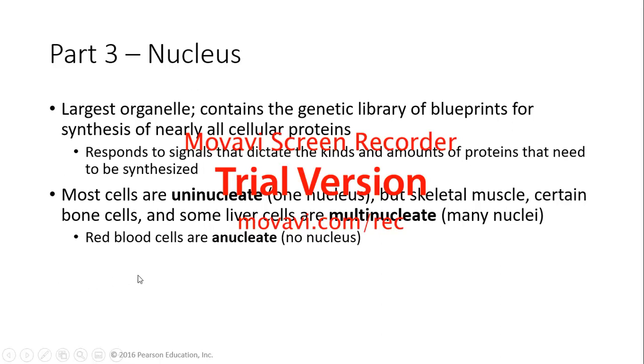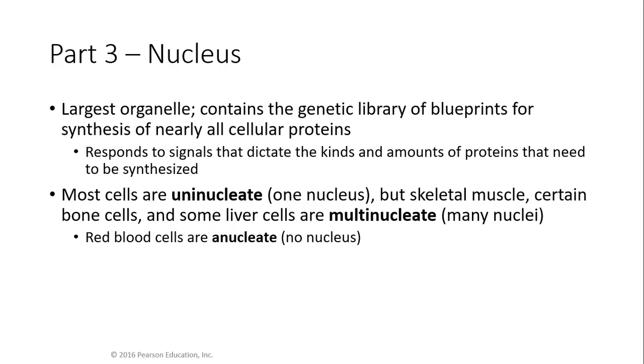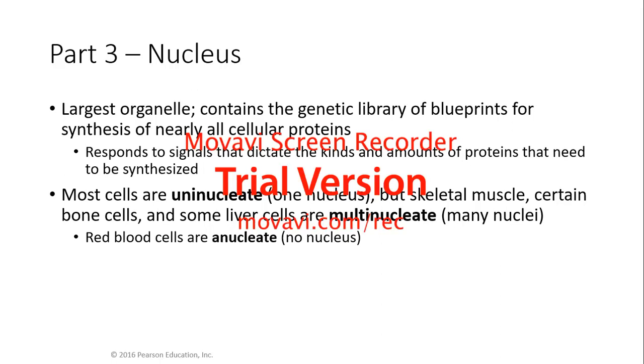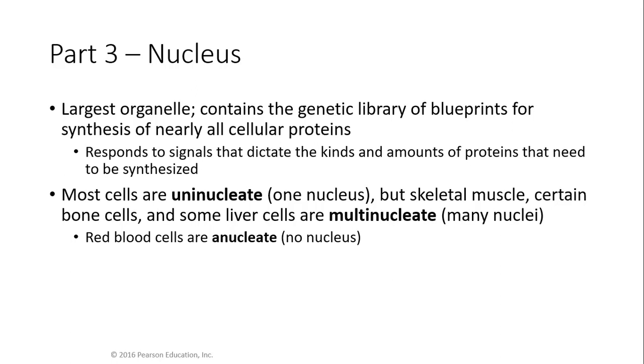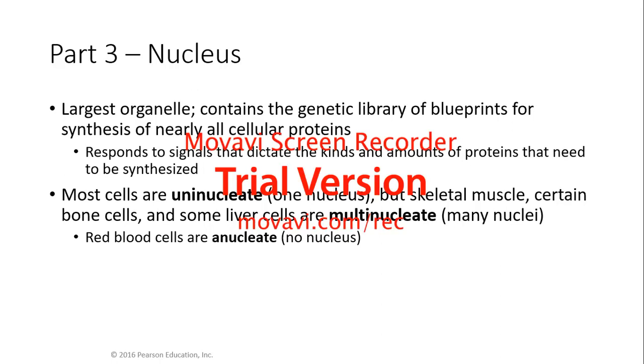All right, so the nucleus is the largest organelle in the cell. You can think of the nucleus as the control center of the cell. It has the genetic library or blueprints for the synthesis of all the cellular proteins. Of course, the genetic information contains information for your hereditary traits that make your eye color, hair color, how tall you're going to be, and so on.